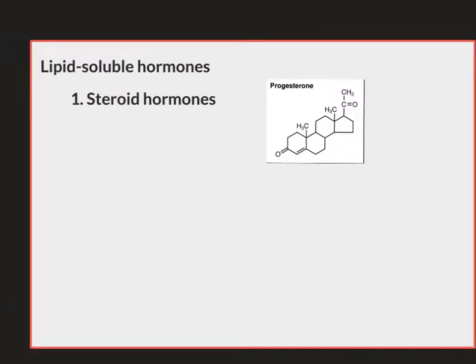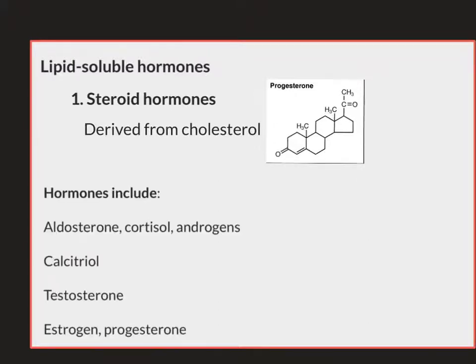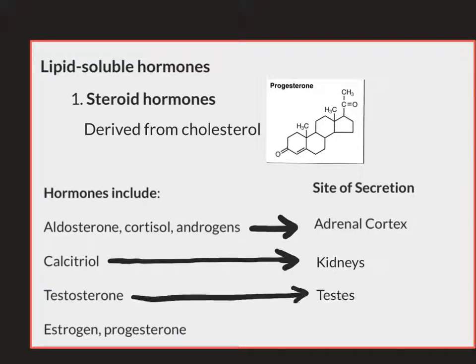First, let's talk about the different lipid-soluble hormones. One of those are steroid hormones. Steroid hormones are derived from cholesterol. These hormones include aldosterone, cortisol, androgens, calcitriol, testosterone, estrogens, and progesterone. The site of secretion for these hormones include the adrenal cortex, kidneys, testes, and ovaries.